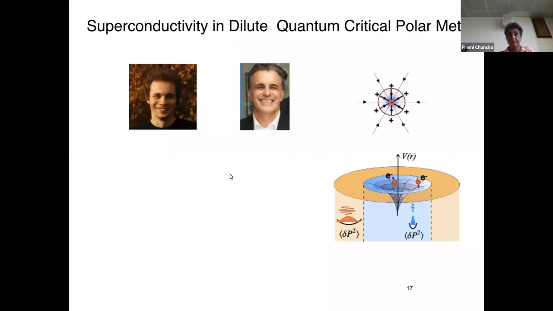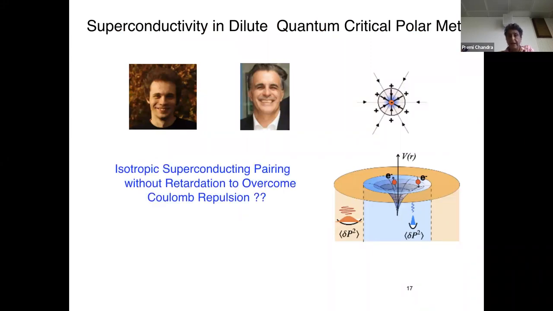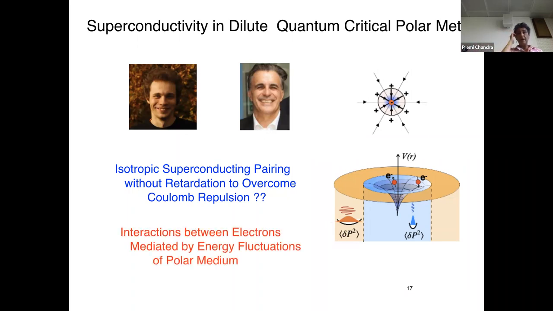And this is done with Piers and with Pavel. And the key questions are how do we get isotropic superconducting pairing without retardation, and how do we overcome Coulomb repulsion? And our suggestion, which I hope to flesh out with you, is that we believe that the interactions between the electrons are mediated by the energy fluctuations of the medium. And I'll tell you a bit more.